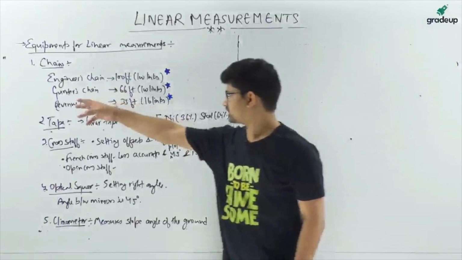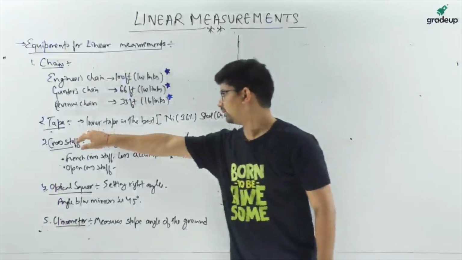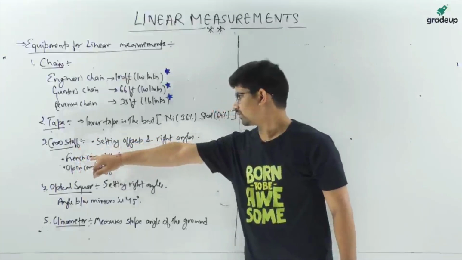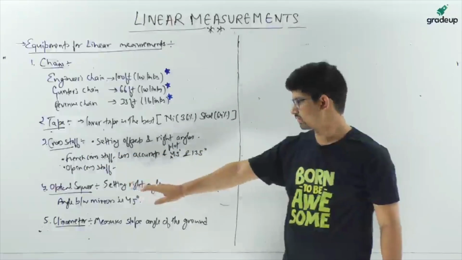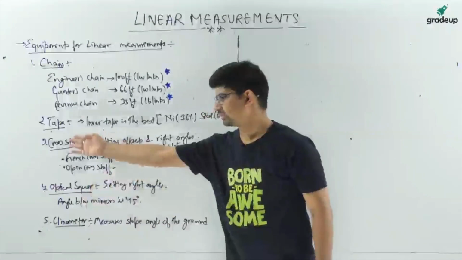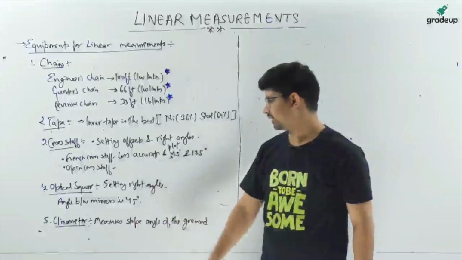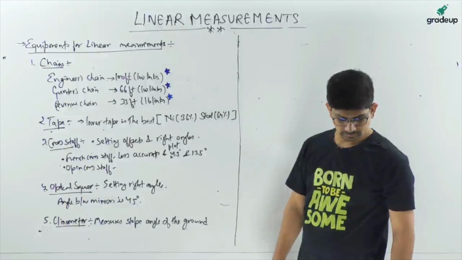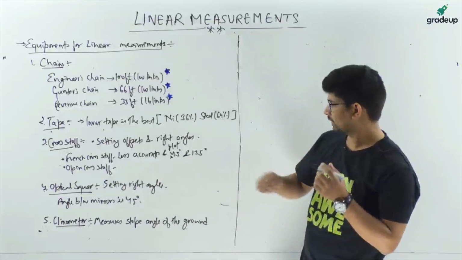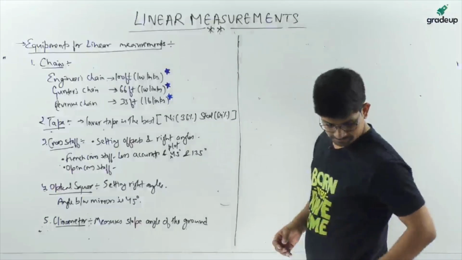Okay. So chains, types of chains, 3. Then tape is invar tape, cross staff French and open, which is accurate, and what is the advantage of French cross staff. Then there is optical square, it is more accurate than cross staff, angle is 45 degree, and clinometer is used to plot the slope angle. Okay. So this is about the equipments.